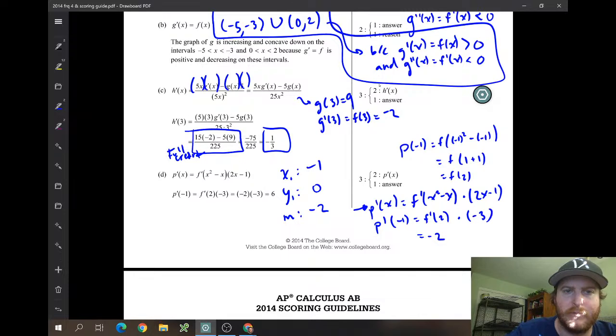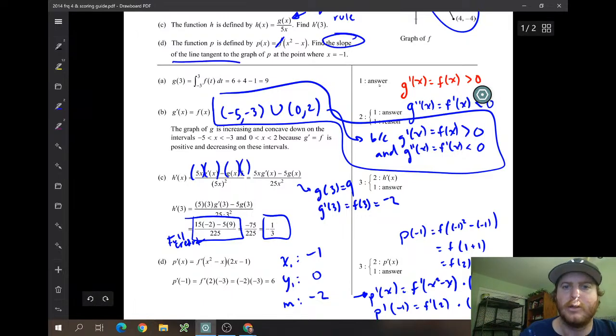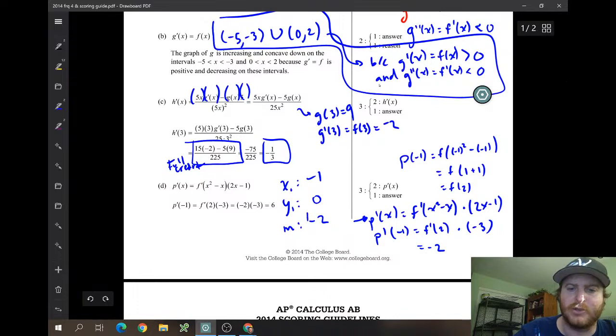And so then we would have, all they said though, I made a mistake. They didn't ask us to write the equation. They just said find the slope of the line tangent. So we don't have to write out the full equation. It's just that.